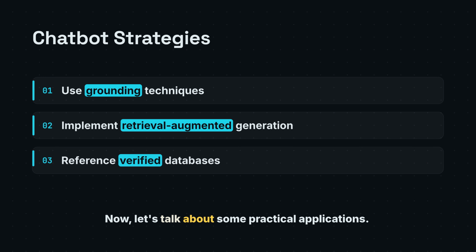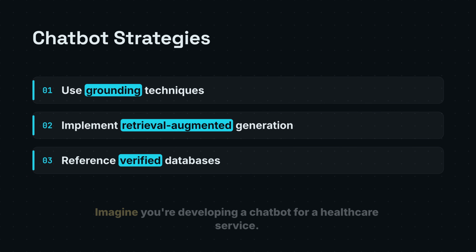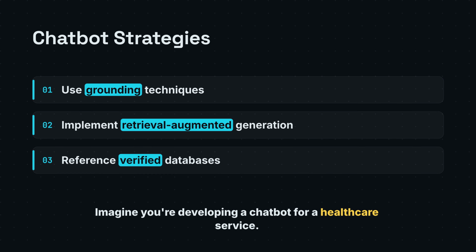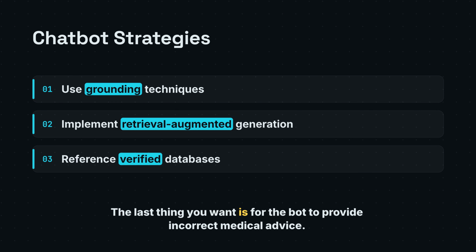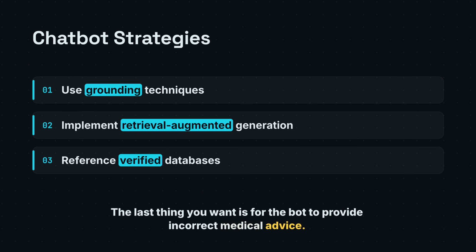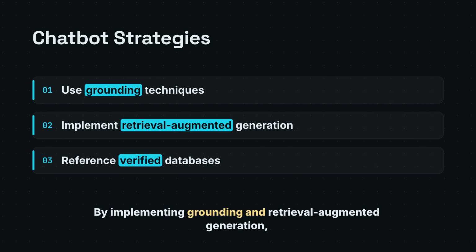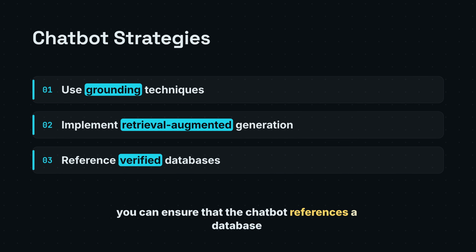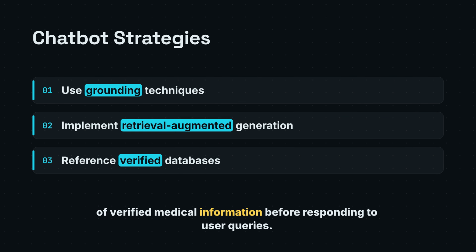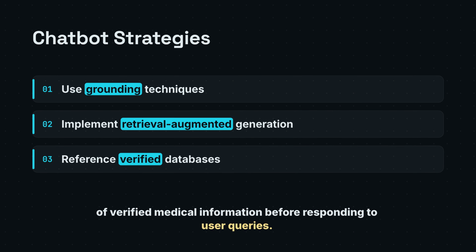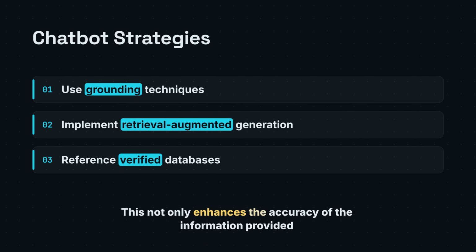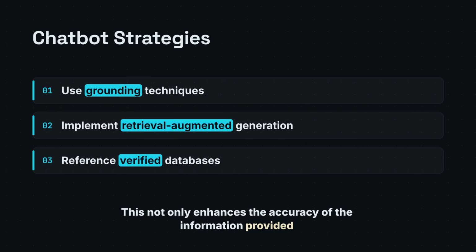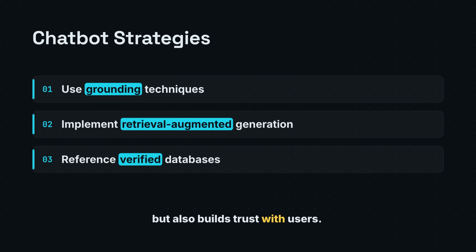Now, let's talk about some practical applications. Imagine you're developing a chatbot for a healthcare service. The last thing you want is for the bot to provide incorrect medical advice. By implementing grounding and retrieval augmented generation, you can ensure that the chatbot references a database of verified medical information before responding to user queries. This not only enhances the accuracy of the information provided, but also builds trust with users.